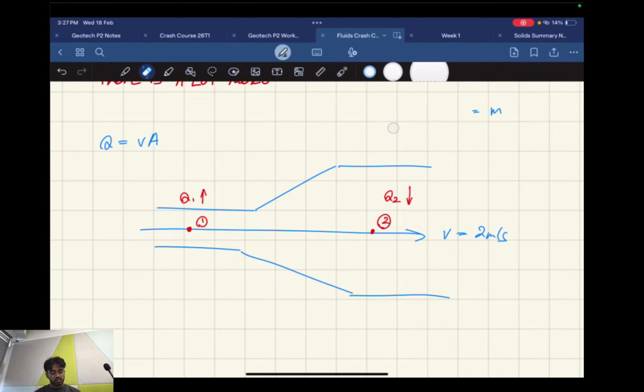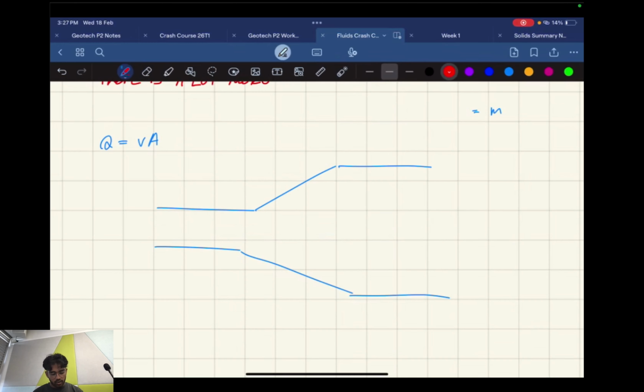But usually my Q doesn't change. Usually Q stays the same. What changes is the velocity. So the fact that I said velocity stays constant is wrong. Oh yeah, sorry, your Q would increase. What I meant to say is that, you brought up a good point, your Q would increase then, because my area is increasing. So let's say V stays constant.